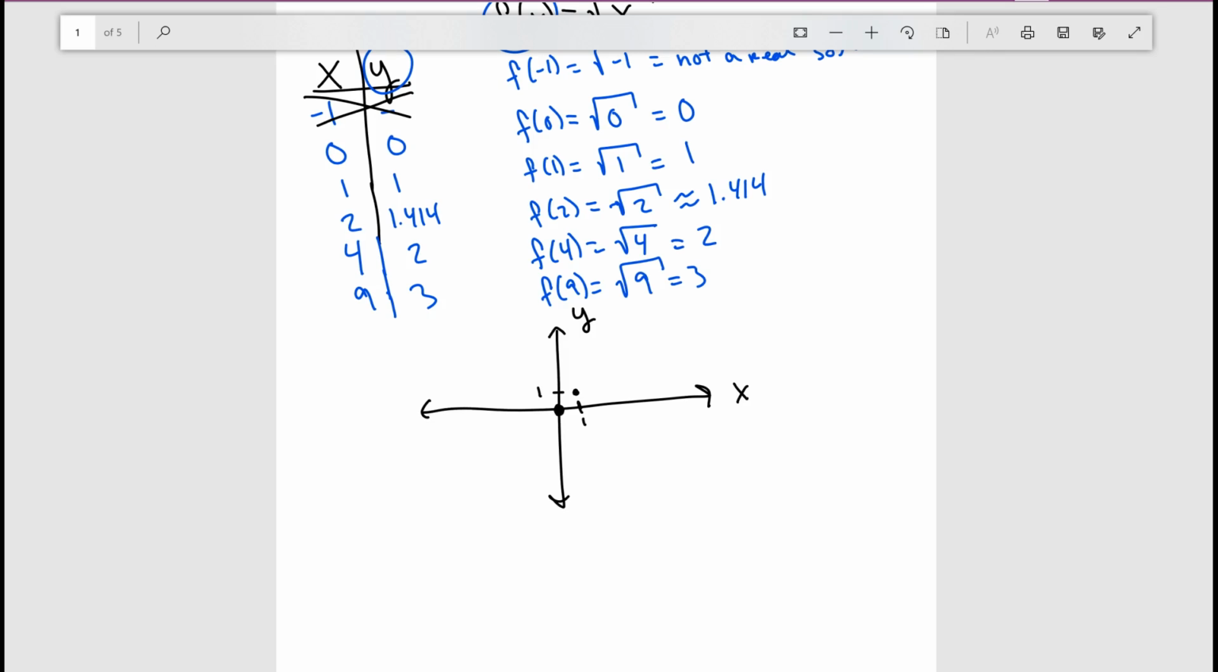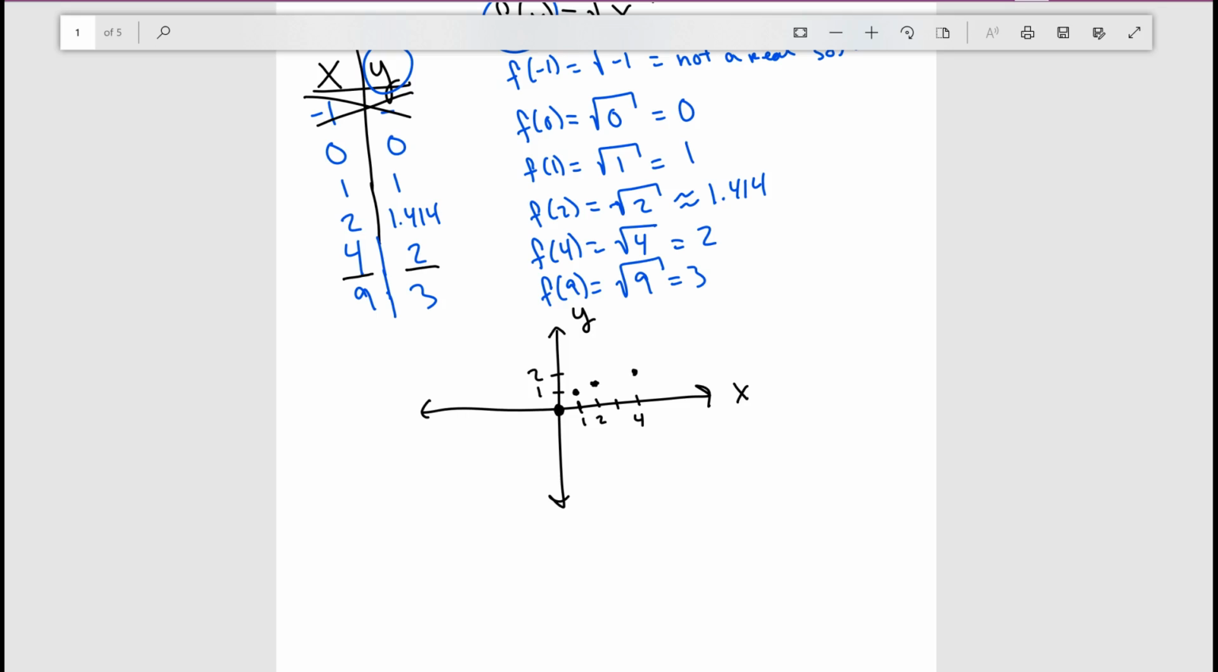Then when x was 2, y was 1.41. 1.41 is a little bit higher than that. Okay, that's what we get. When x is equal to 4, so let's say here's 4, my y value is equal to 2. When this is equal to 4, my y value is going to be equal to 2. Okay, so I'm going to write it right here.